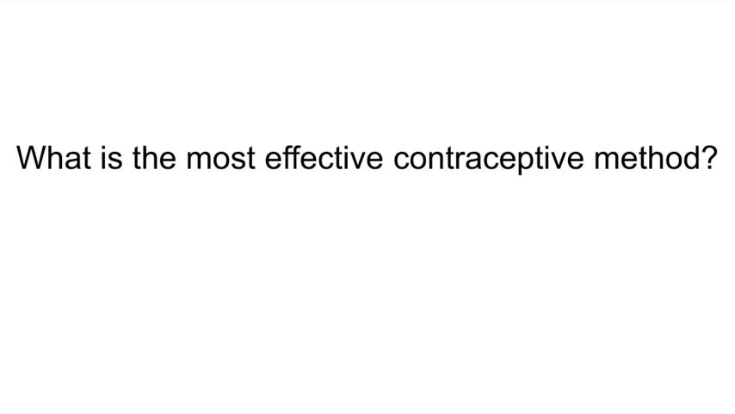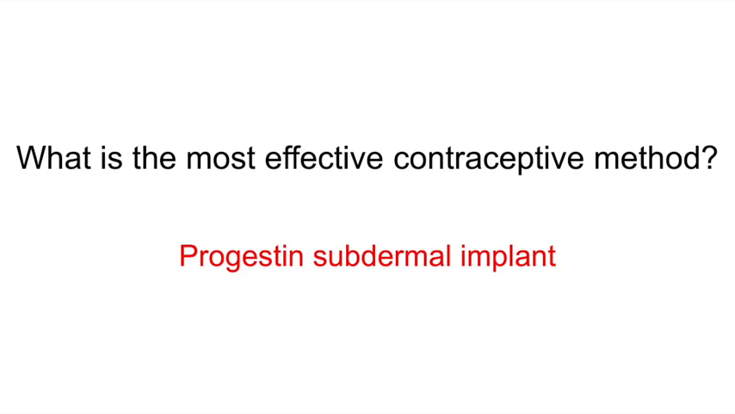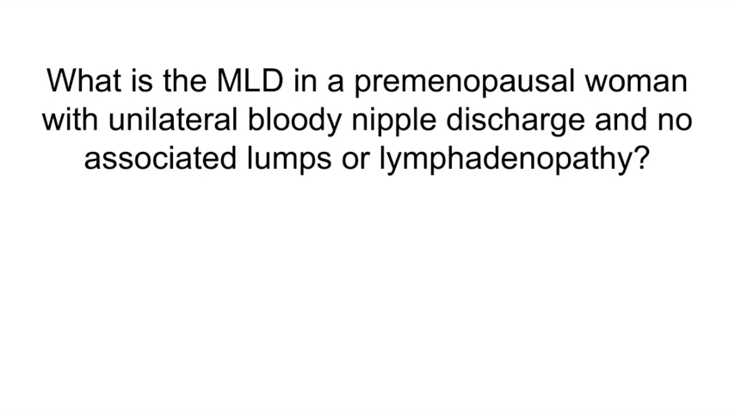What is the most effective contraceptive method? Progestin subdermal implant. It has an efficacy rate that is greater than 99% and it is effective for 3 years. What is the most likely diagnosis in a premenopausal woman with unilateral bloody nipple discharge and no associated lumps or lymphadenopathy? Intraductal papilloma.